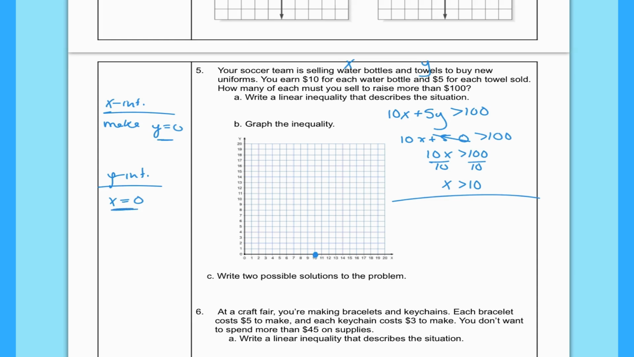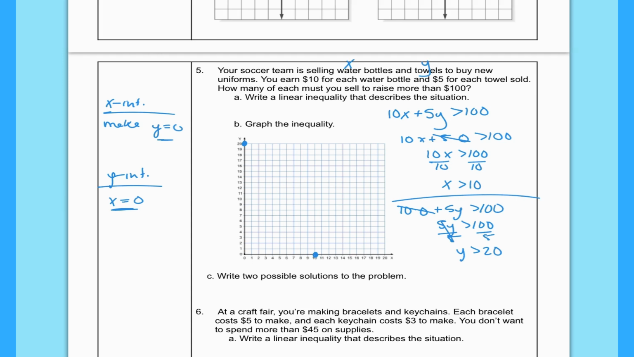Then I'm going to do the same, but find the y-intercept. So I'm going to make the x equal 0. So 10 times 0, plugging in 0 for x, plus 5y is greater than 100. Anything times 0 is 0, so it goes away. So we have 5y is greater than 100. Divide both sides by 5, and we get y is greater than 20. So my y-intercept is 20, that's way at the top. And now that I have my x-intercept and y-intercept, I can just connect the dots.